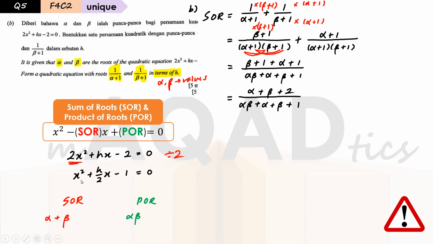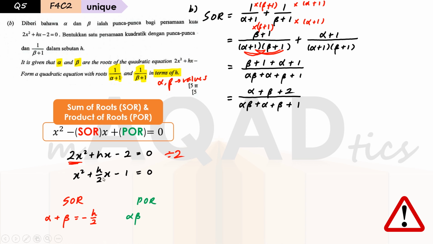Okay, so now here is the same already. If you compare here and here, actually we can find out the SOR and the POR already. Now if we want to find out the SOR, it's the value of x, so it would be h over 2. Not correct. Here it's negative. Okay, but why is it negative?